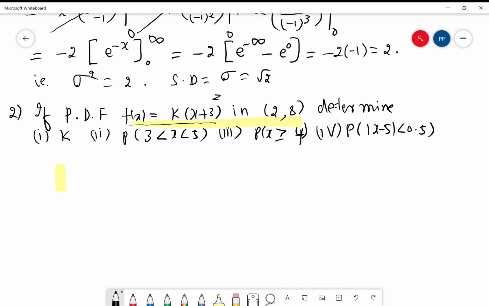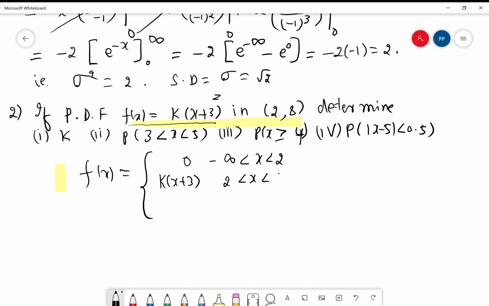the interval minus infinity to 2, minus infinity less than x less than 2. In this case, the function is 0. It's not given. We can take it as 0. And in the interval 2 comma 8, it is k into x plus 3, in the interval 2 less than x less than 8. And after that, one more interval is 8 to infinity, and it is also 0 there.